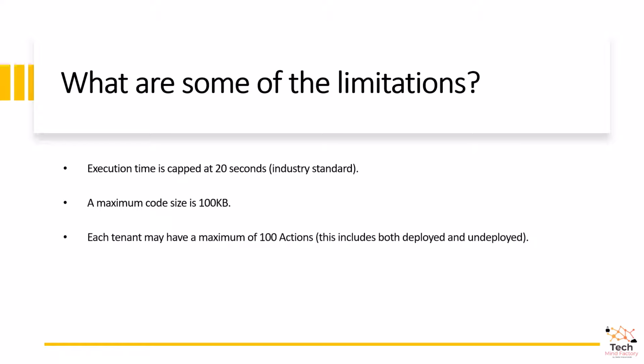Each tenant may have a maximum of 100 actions, and it is important to know that it includes both deployed and undeployed actions, okay? And each flow may have a maximum of 20 active bound actions, okay? So for instance, this post login flow can have 20 different kinds of actions attached to it.